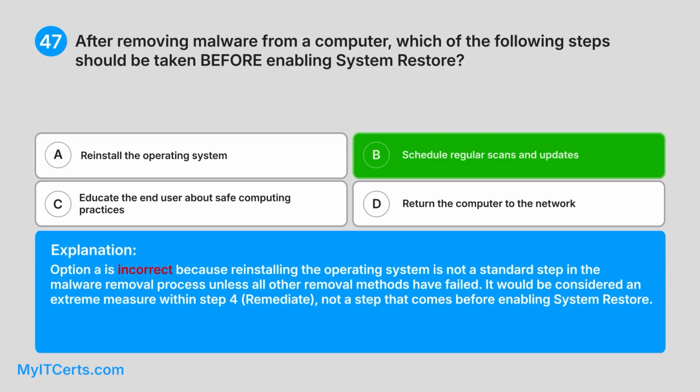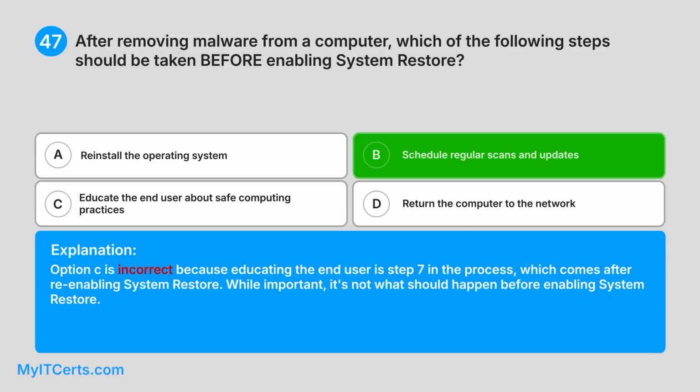Option A, reinstall the operating system, is incorrect because reinstalling the operating system is not a standard step in the malware removal process unless all other removal methods have failed. It would be considered an extreme measure within step 4, remediate, not a step that comes before enabling system restore.